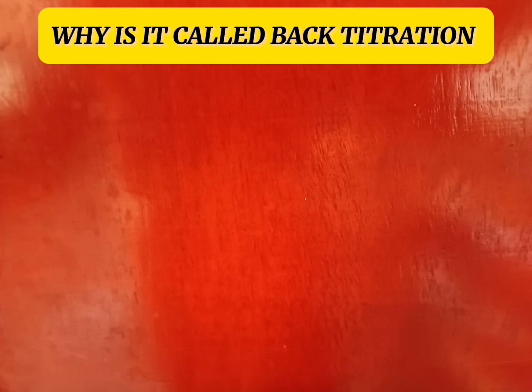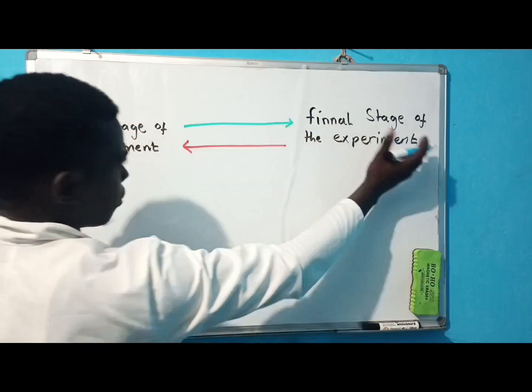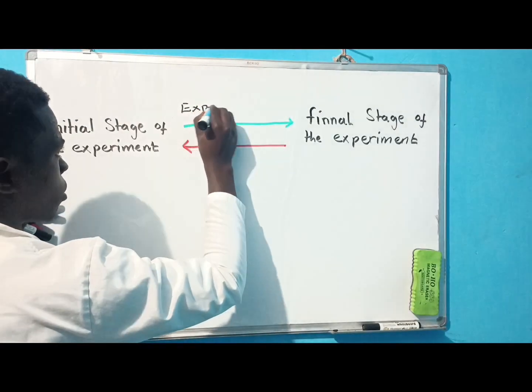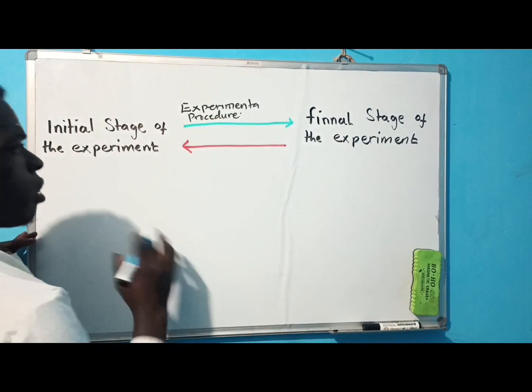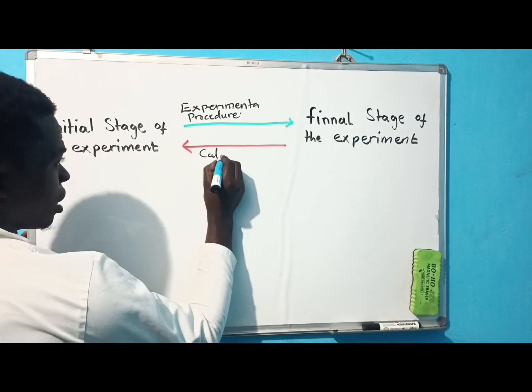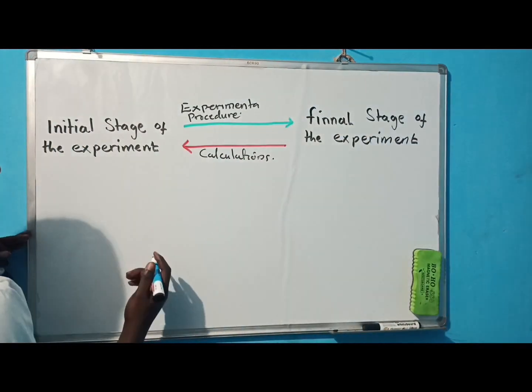Why is it called back titration? One of the reasons why this technique is referred to as back titration is because the calculations involve starting with the number of moles of the reactant used in the final stage of the experiment, followed by those of the reactants used in the initial stage of the experiment. This implies that during the experimental procedure, we move from the initial stage of the experiment to the final stage. But during calculations, we move from the final stage of the experiment to the initial stage of the experiment.